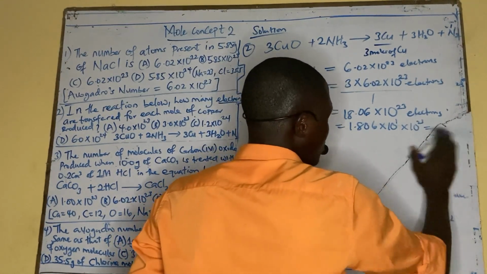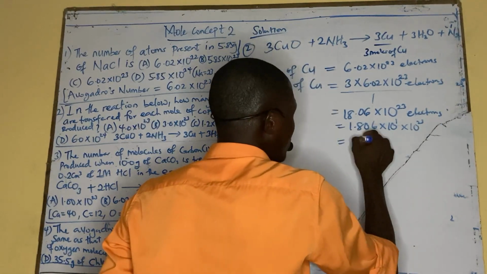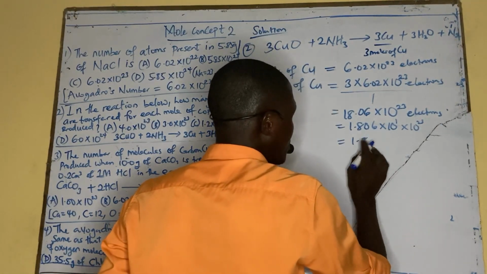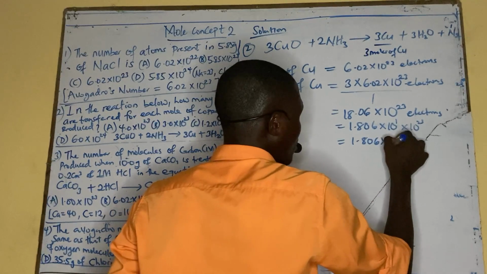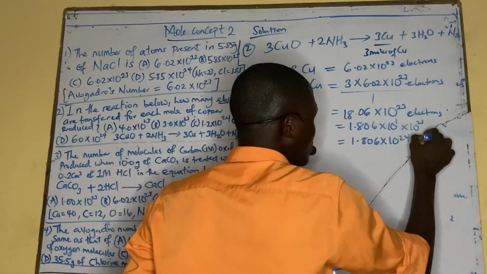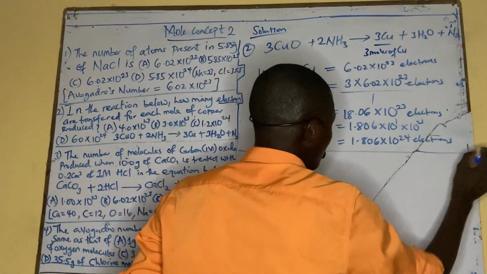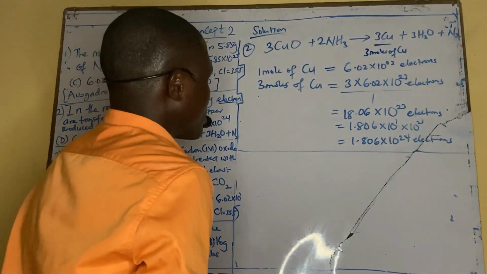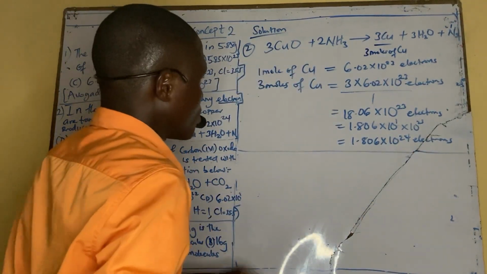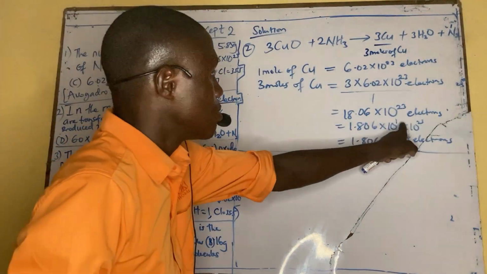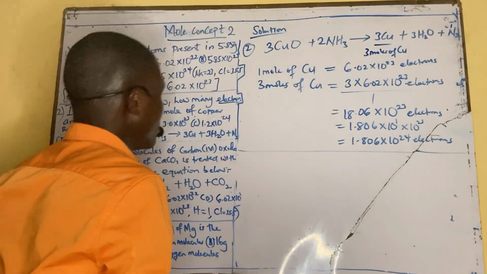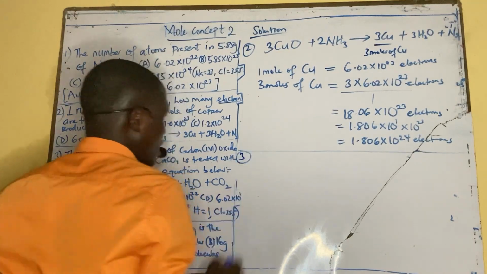Okay, let me write it here: 1.806 times 10 raised to the power 24 electrons. Please note that. So that's that about question number 2. If you don't know how to do this very well, you can use your calculator. So you have that, that's the law of indices.